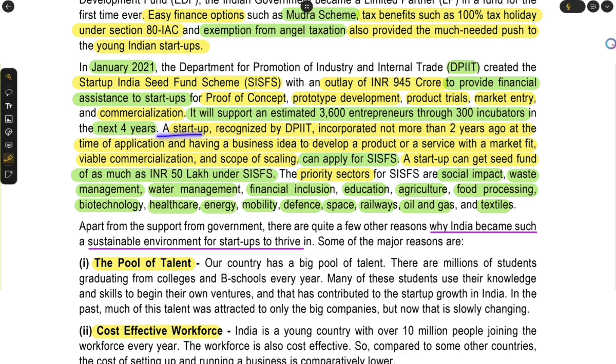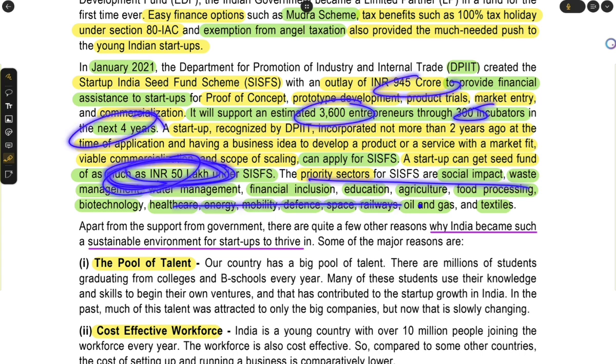Okay, a startup recognized by DPIIT, incorporated not more than 2 years ago at the time of application, and having a business idea to develop a product or service with a market fit, viable commercialization and scope of scaling, can apply for SISFS. A startup can get seed funding as much as 50 lakhs. You have to remember this limit also. The priority sectors you can read. These are all covered.